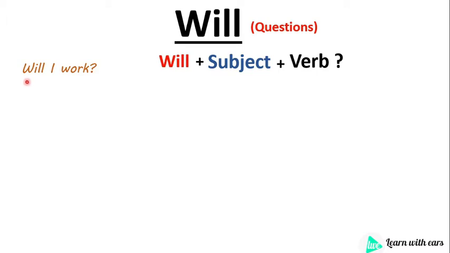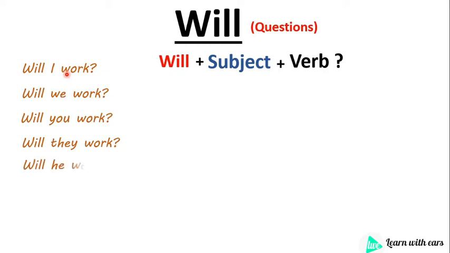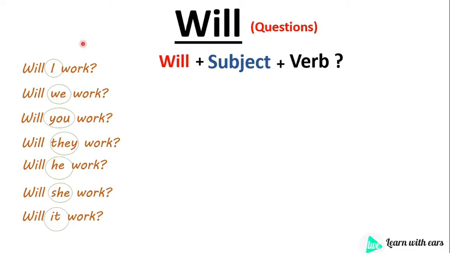So this is a question. Next, will we work? Then, will you work? Will they work? Will he work? Will she work? And will it work? Okay, so these are questions. First, we use will. After that, we use subject. These are subjects. At the end, we use verb with a question mark.